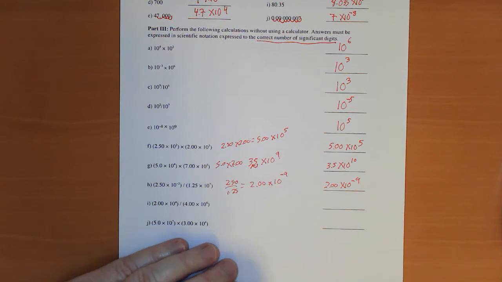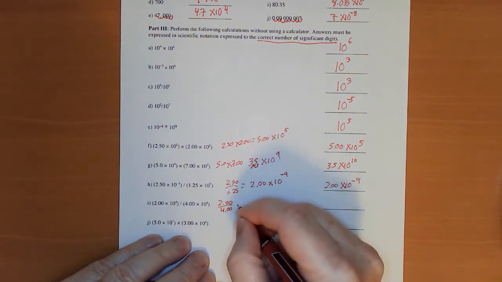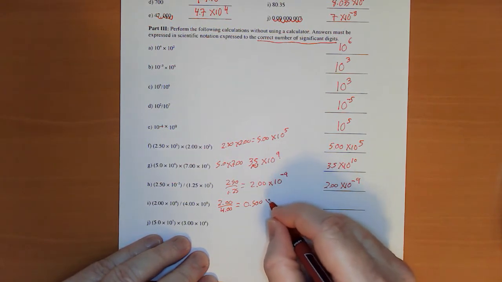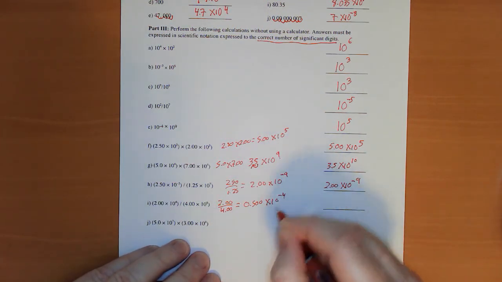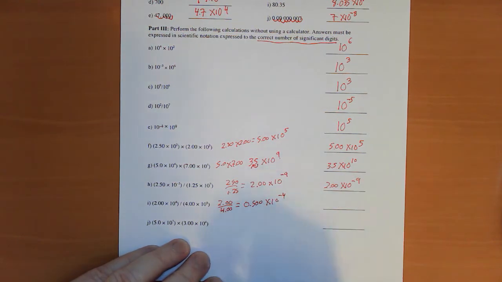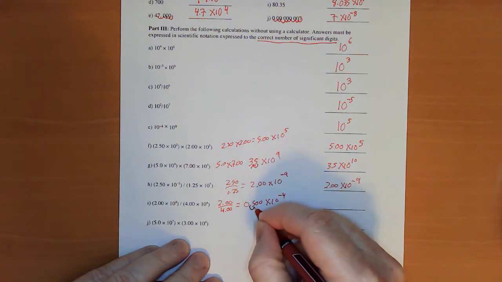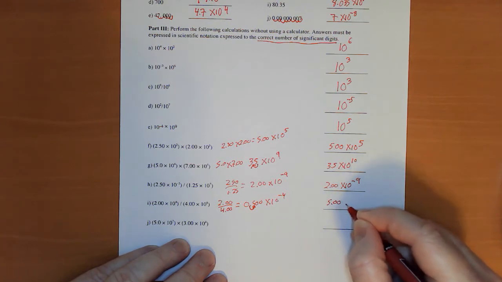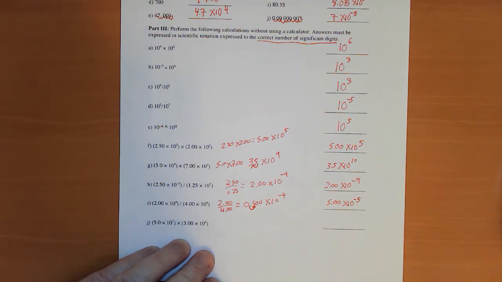There you go. This time I have 2.00 divided by 4.00, which is a half, or 0.500, times 10 to the 4 minus 8, which is negative fourth. Okay, the problem is this is not as big as 1. It needs to be between 1 and 10. So I move my decimal point over 1, and this gets smaller. So I have 5.00 times 10 to the negative fifth.